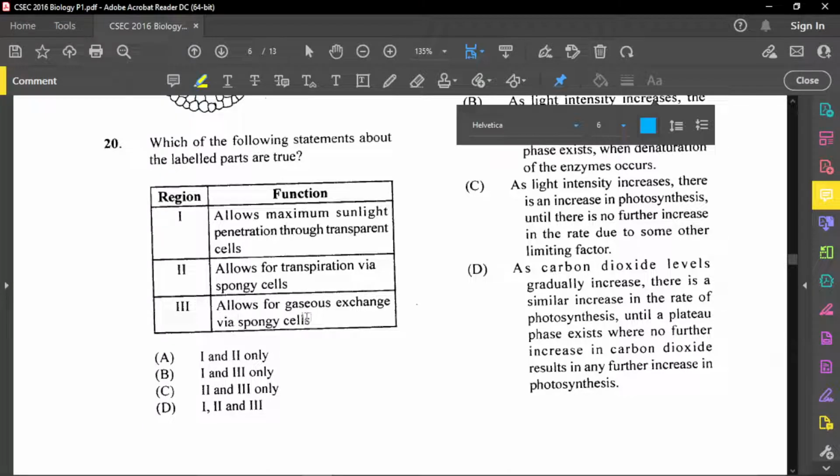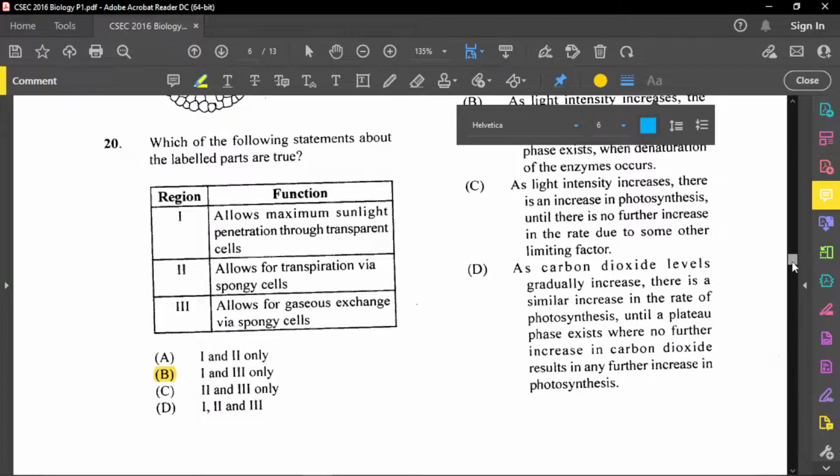All right, and for part 3, allow for gaseous exchange via spongy mesophyll cells. And yes, gaseous exchange can take place between the vascular cells and also the spongy mesophyll cells because of movement of water as well. So if you have gaseous water, it can go in and out of those cells. Just to make mention of that. And so B, 1 and 3, is our best answer right here.